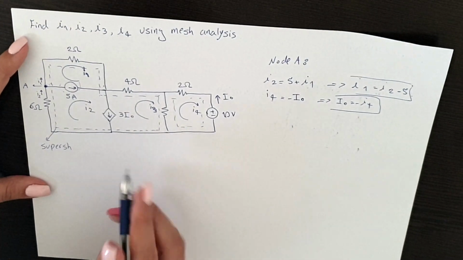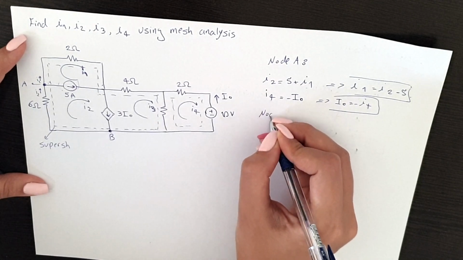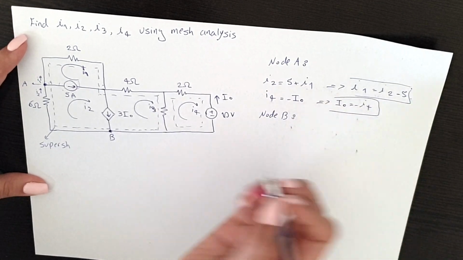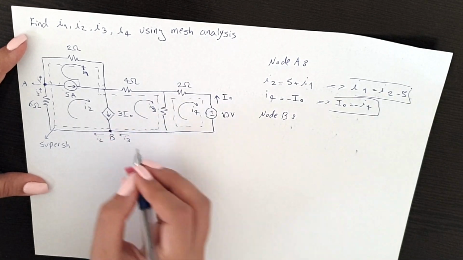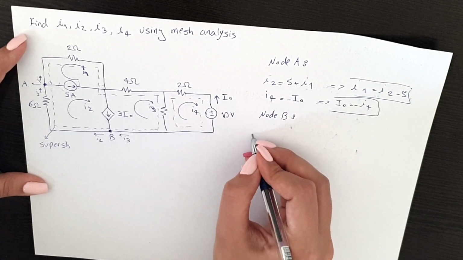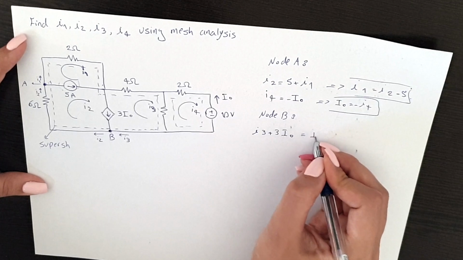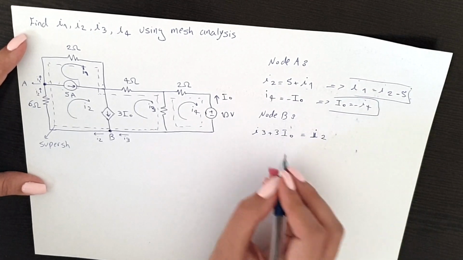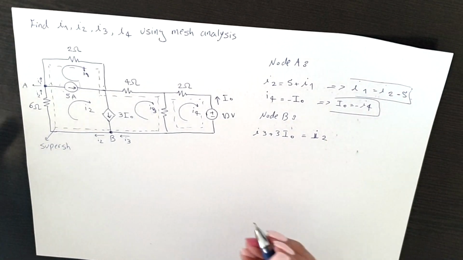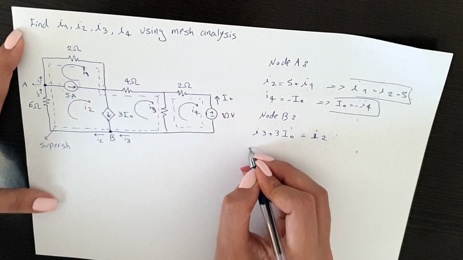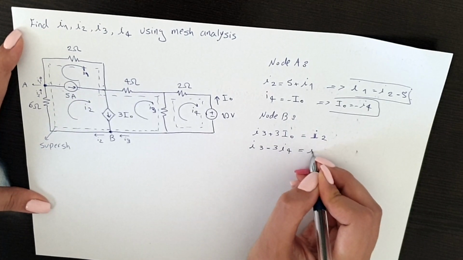One more thing we have here, if we say node B, then we have I3 in this direction, and we have I2 in this direction. The currents going into the node are I3 plus 3I0. Coming out is I2. Here we said I0 is minus I4, so instead of I0, we put minus I4. So we say I3 minus 3I4 is equal to I2.